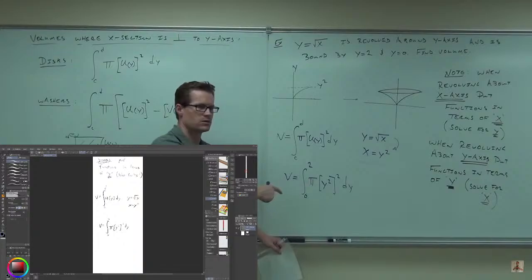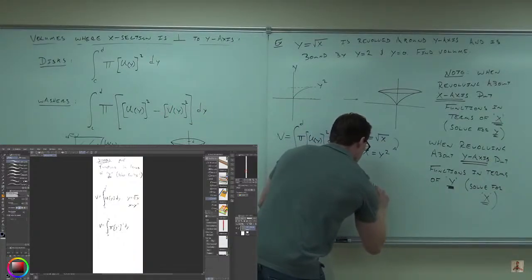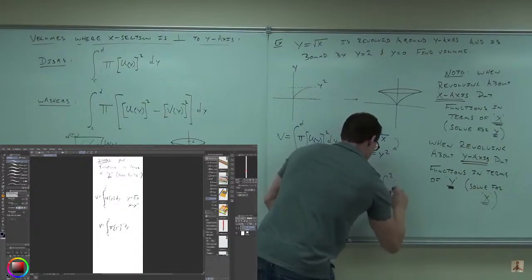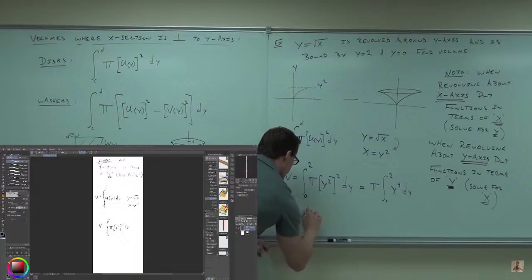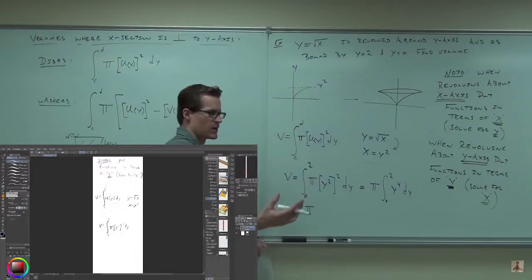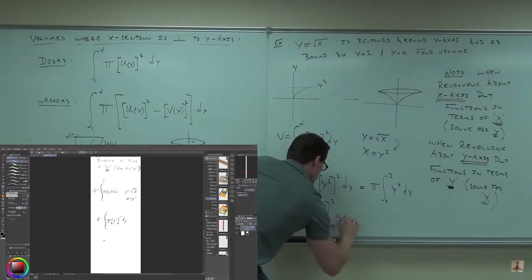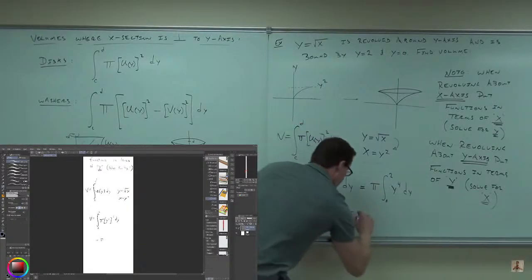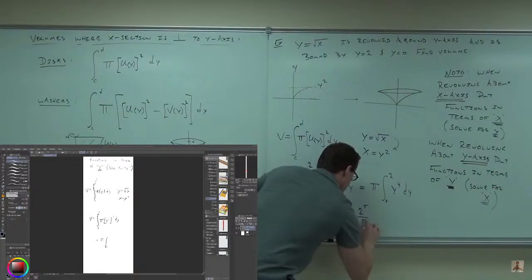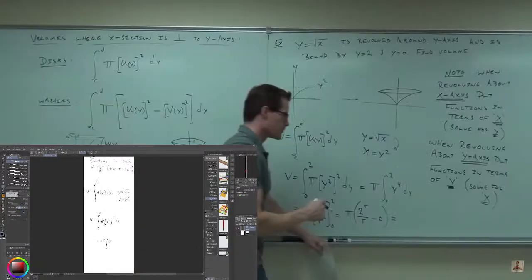Can you do that integral? That's actually pretty basic. We'll get pi from 0 to 2, y to the 4th dy. That's pi times y to the 5th over 5, because we know how to do integrals real well, from 0 to 2. Pi will do 2 to the 5th over 5 minus 0. What we're going to end up getting is 32 pi over 5.